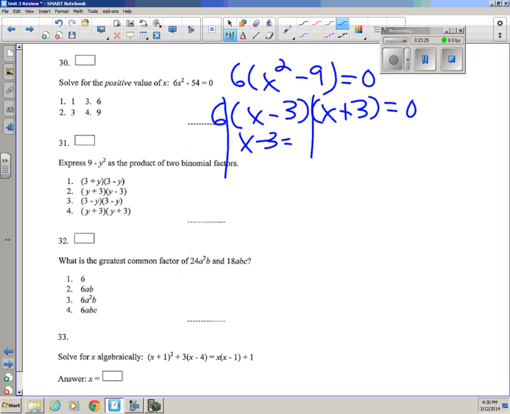x minus 3 equals 0. Add 3 to both sides. x is 3. Take this factor, x plus 3 equals 0. Subtract 3 from both sides. x is negative 3. It only wants a positive value. I probably didn't even have to do the other one, but we did.